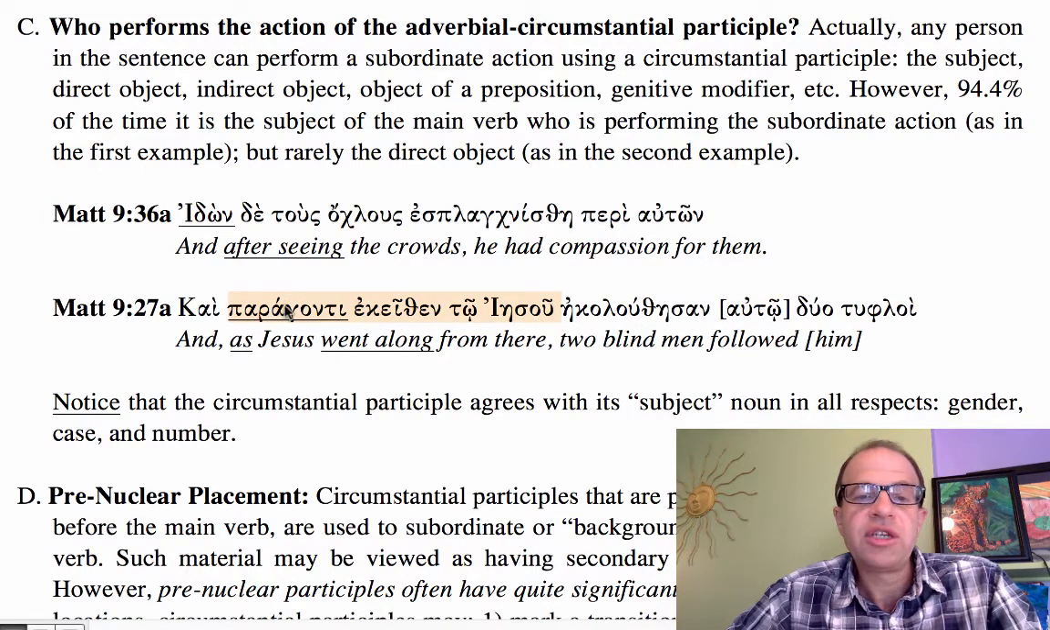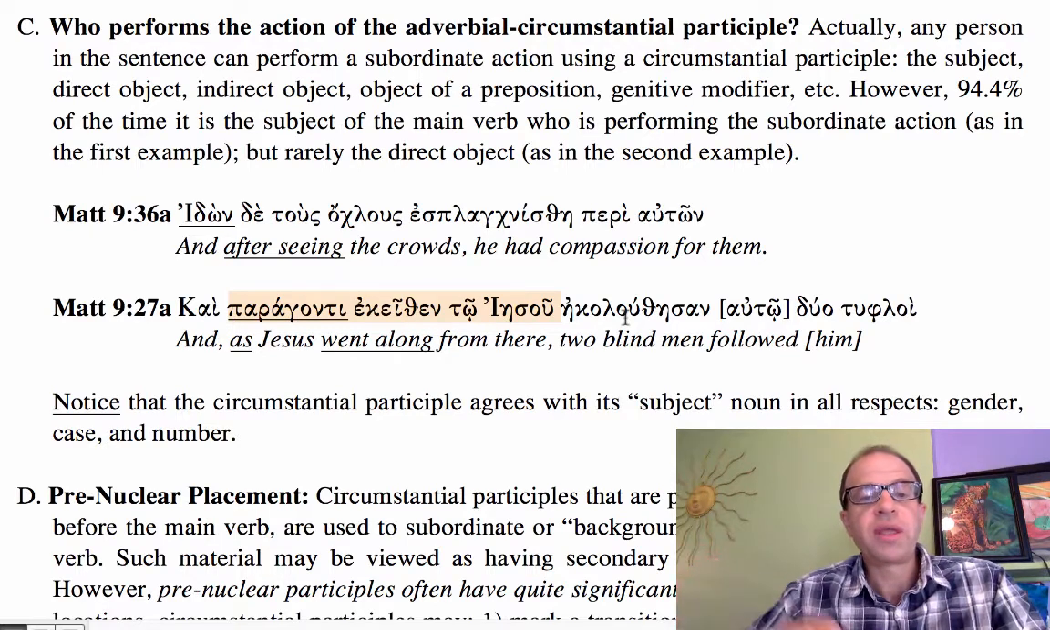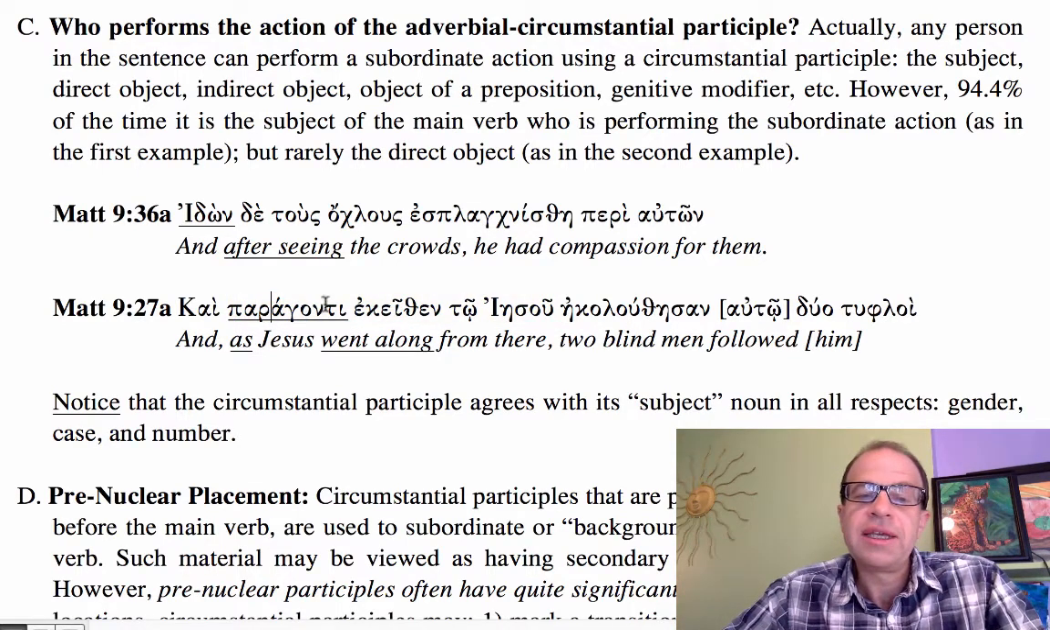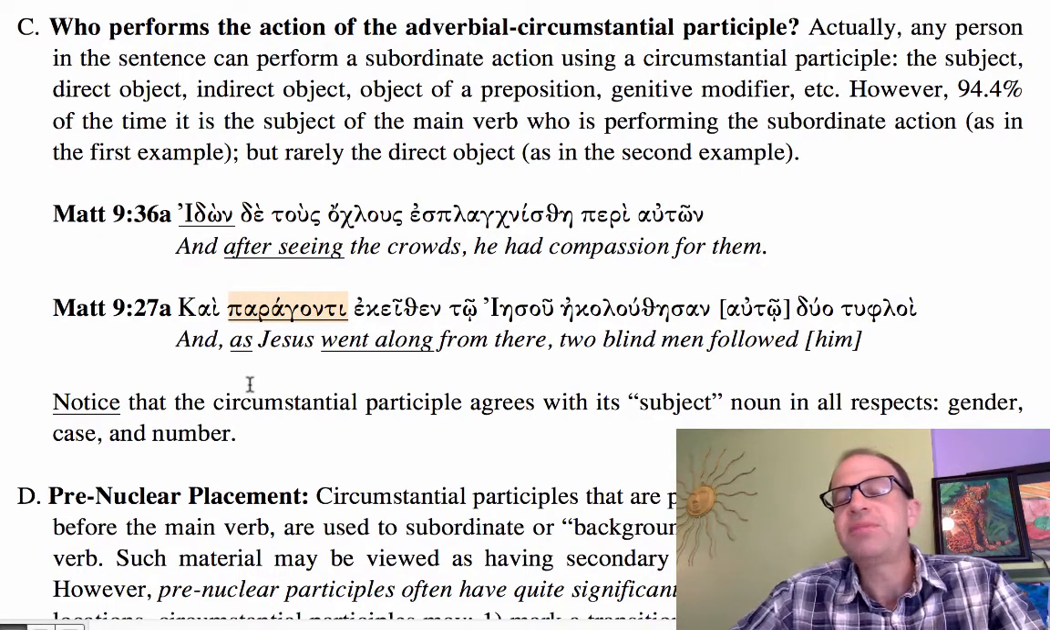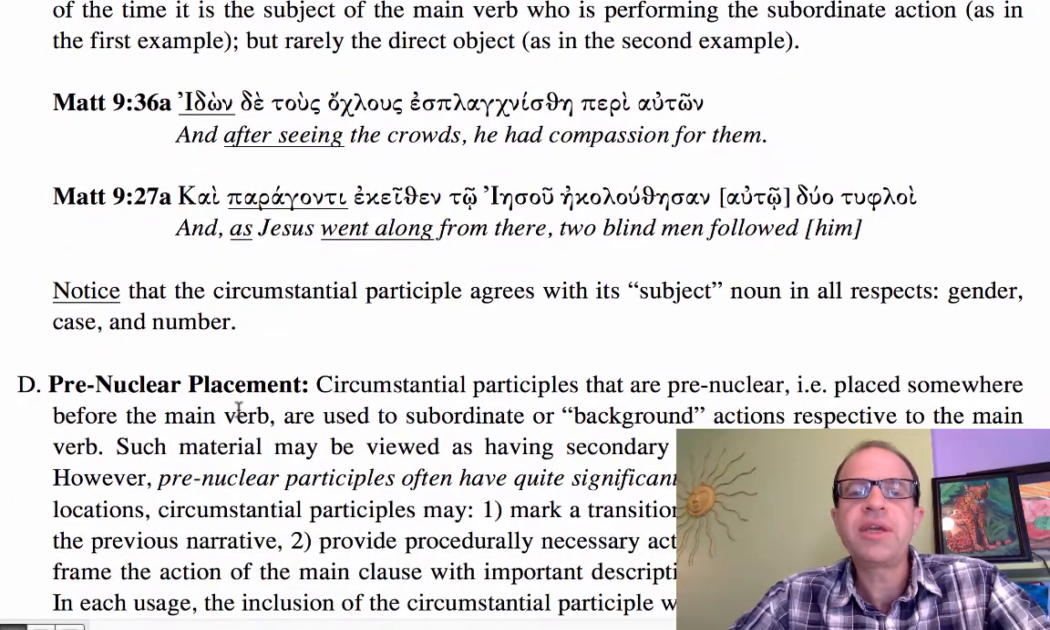And then you have Jesus as the subject of the participle clause, the circumstantial participle clause. And so in this case, it's also pre-nuclear to the verb. So here's the main verb. It's placed in a pre-nuclear position, but it's not an aorist participle. It is a present tense participle, which tends to be time simultaneous or contemporaneous to the main verb. And here in English, the word as or while helps to capture that time simultaneous nature of the present tense participle.